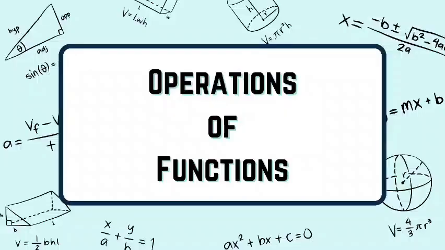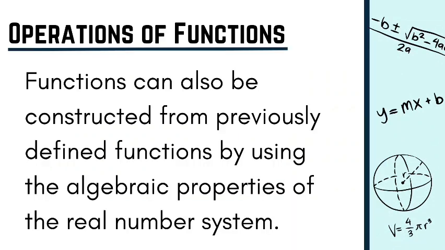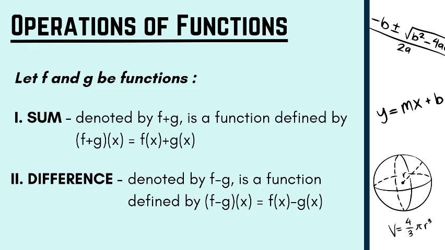Thank you. So now let's talk about operations of functions. Functions can also be constructed from previously defined functions by using the algebraic properties of the real number system. In doing the operations of functions, we must use the fundamental operations, which are addition, subtraction, multiplication, and division, letting f and g be the functions. So there are 4 conditions in doing the operations of functions.